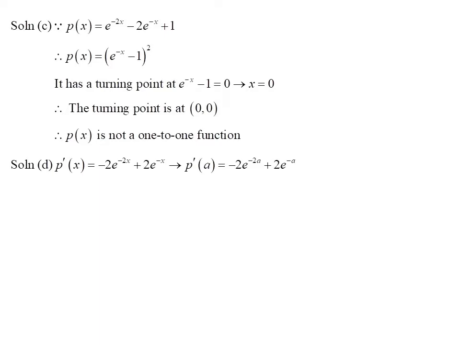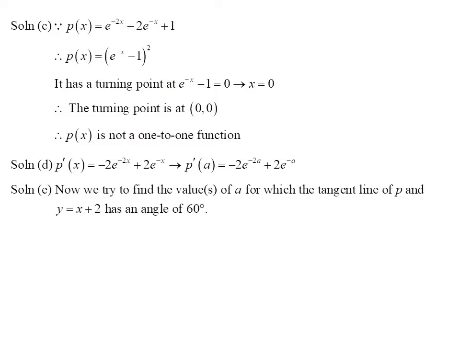Part D of this question is to find the gradient of the tangent to the graph of p of x at x equals a. Since p prime of x equals -2e to the -2x plus 2e to the -x, p prime of a equals -2e to the -2a plus 2e to the -a.